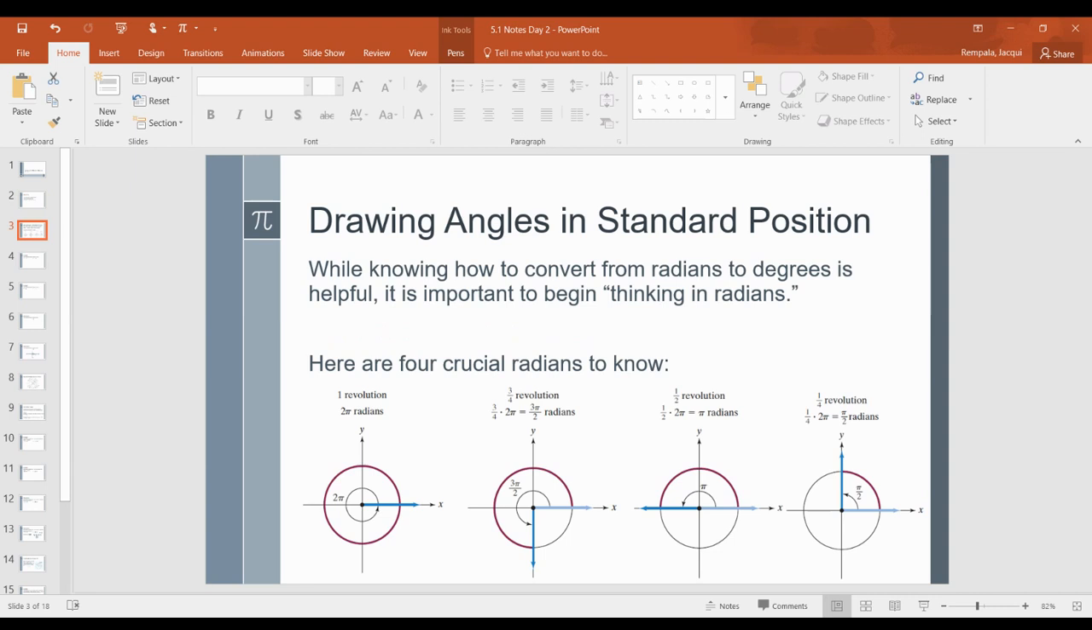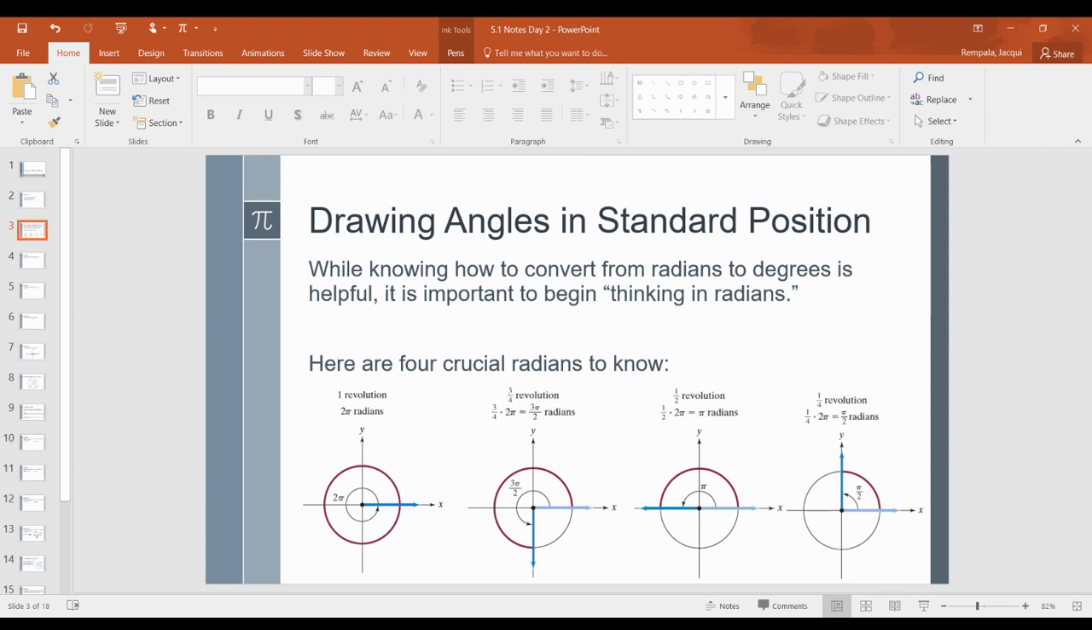So we mentioned what standard position was in the last video. Remember that the vertex has to be at the origin. You have to have your initial side on the positive x-axis, and then your terminal side can be wherever. And then we're talking about, do we go clockwise or counterclockwise, depending on if the angle's positive or negative.